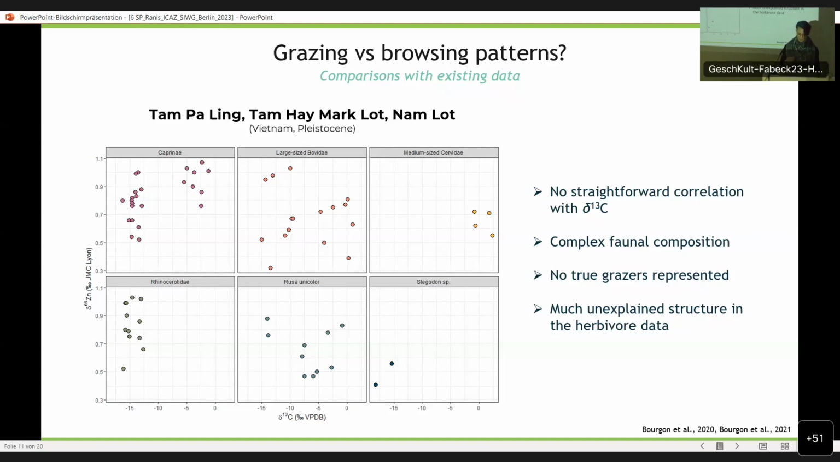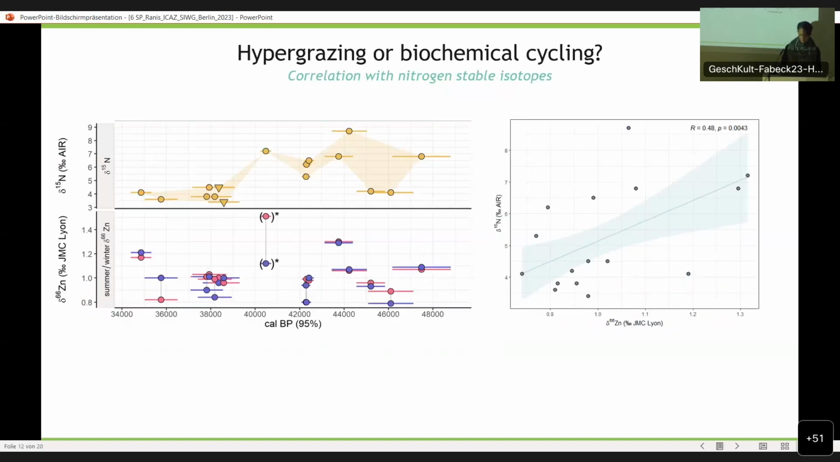But I think we can see here mostly that there's a lot of structure in the herbivore data, and I think there's a lot to explore beyond what people have been using zinc for in relation to trophic level.